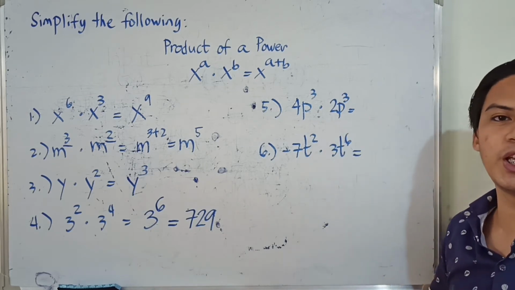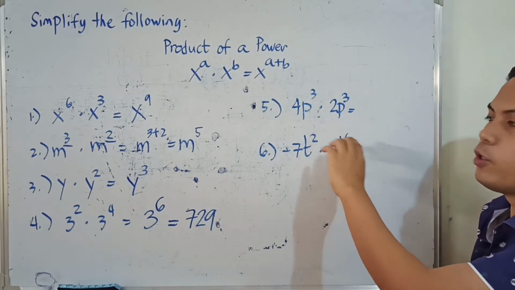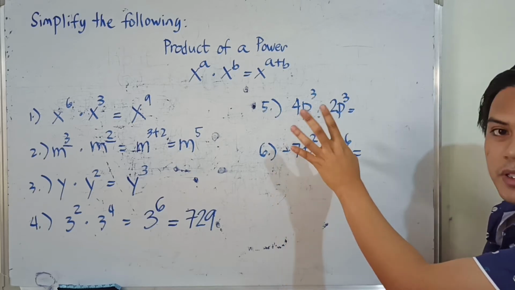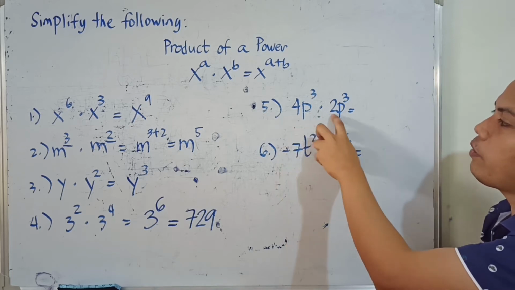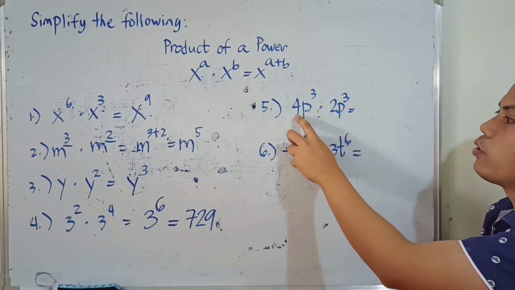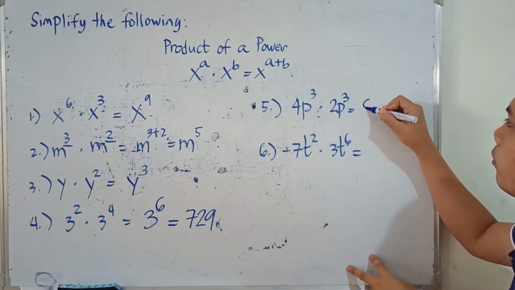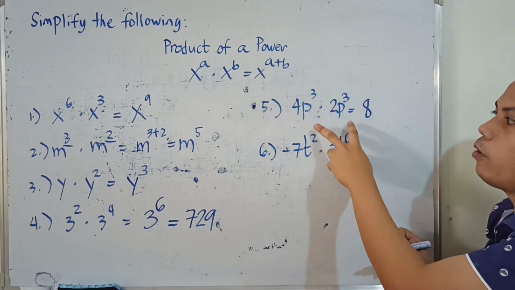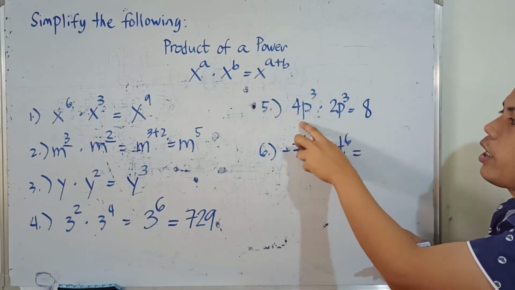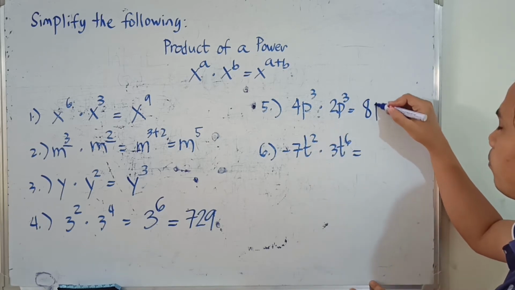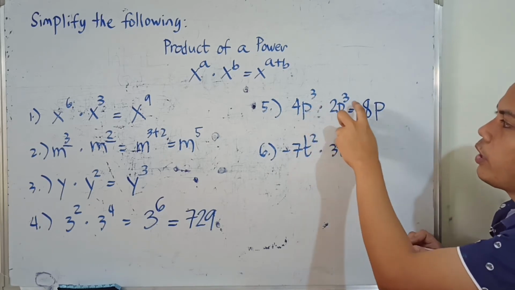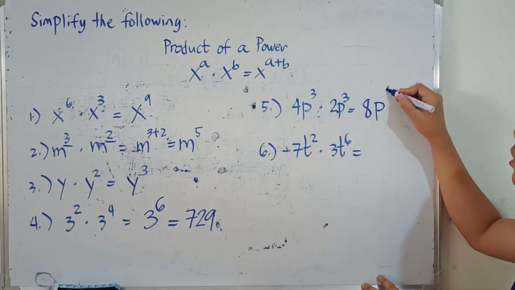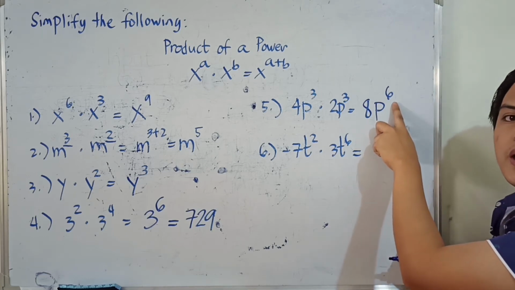Next would be 4p cubed times 2p cubed. So pag may numerical coefficient tayo greater than 1 or less than 1, except 0 of course, all we need to do is to multiply first yung dalawang numerical coefficient. So 4 times 2, you will have 8. And that's the time na pwede na nating sundin yung product of a power na law. So, again, same sila ng base na p. So, copy natin yung p na base nila. Then, i-add natin yung dalawang exponents. So, 3 plus 3, that is equal to 6. So, the answer is 8p raised to 6.